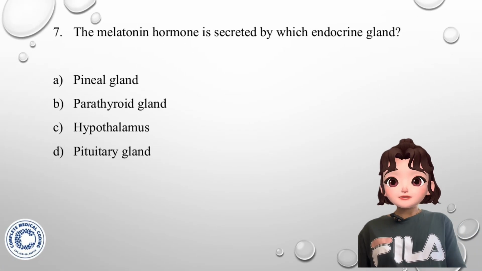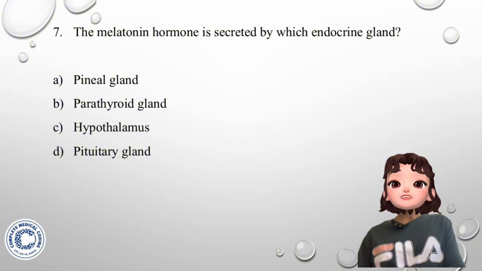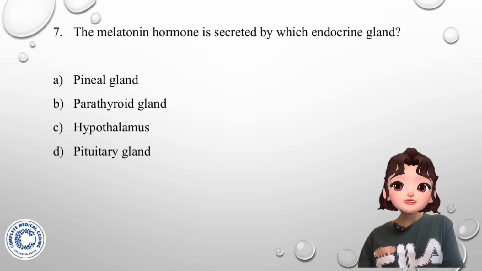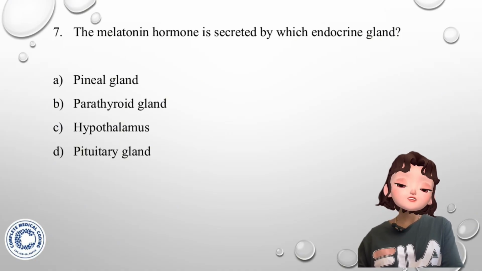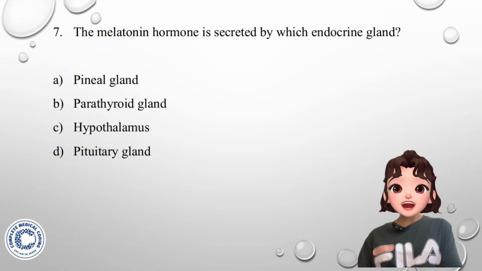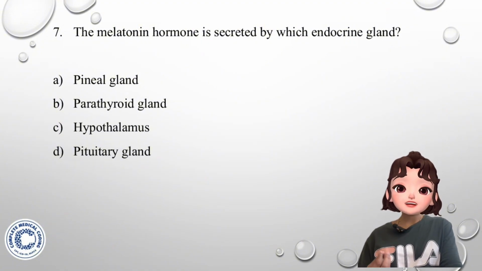Now moving to the seventh question. The melatonin hormone is secreted by which endocrine gland? See, these are the endocrine glands. Options A, pineal gland. Option B, parathyroid gland. Option C, hypothalamus. And option D, pituitary gland. So, from among these endocrine glands, the melatonin hormone is secreted by which endocrine gland?